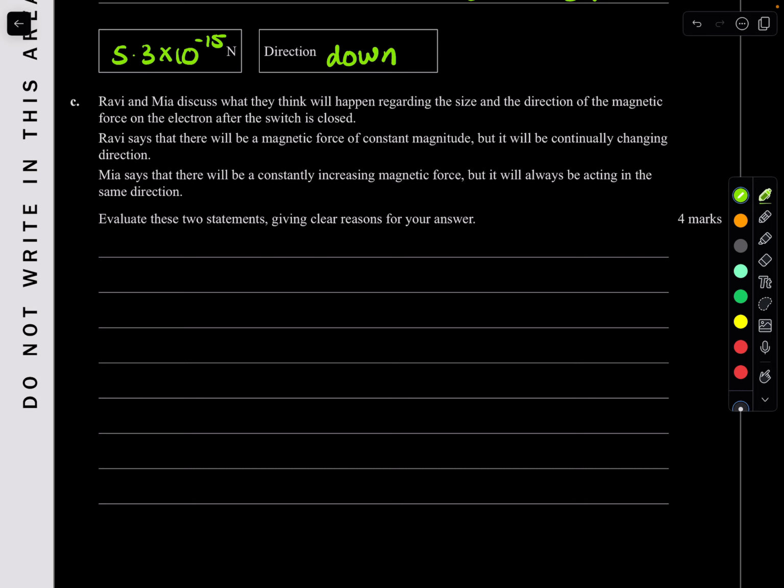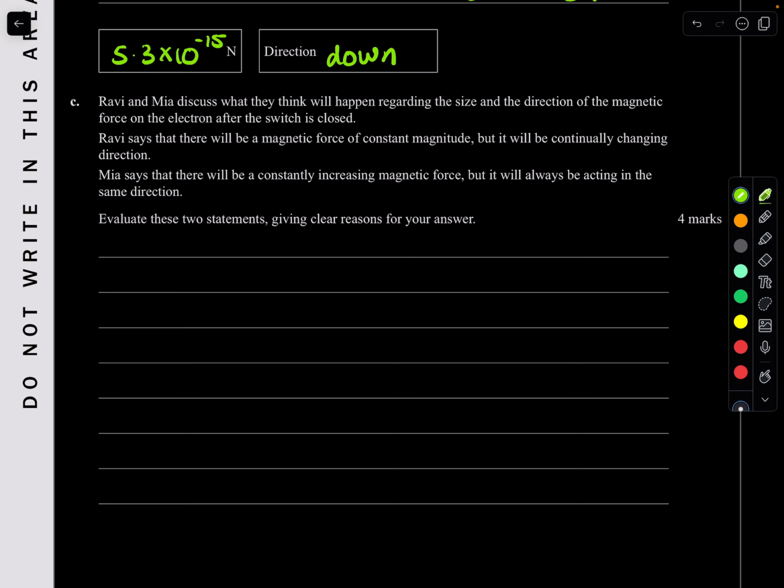C. Ravi and Mia discuss what they think will happen regarding the size and the direction of the magnetic force on the electron after the switch is closed. Ravi says that there will be a magnetic force of constant magnitude, but it will be continually changing direction. Mia says that there will be a constantly increasing magnetic force, but it will be acting in the same direction. Evaluate the two statements, giving clear reasons for your answer.